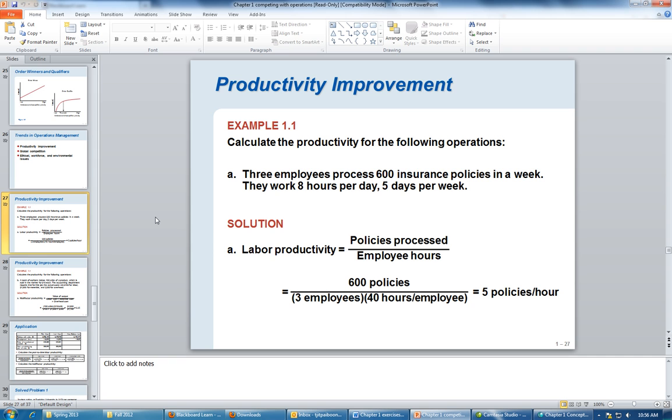Example 1.1. If we want to assess labor productivity of three employees who process 600 policies, so 600 policies is considered an output. And input is time, which will be 3 employees times 8 hours times 5 days. Labor productivity is 5 policies per hour.